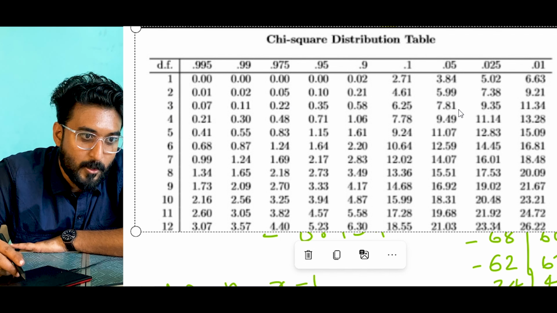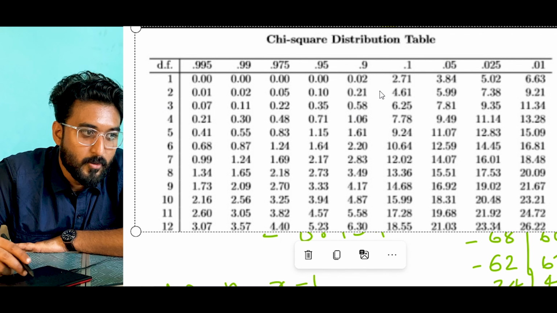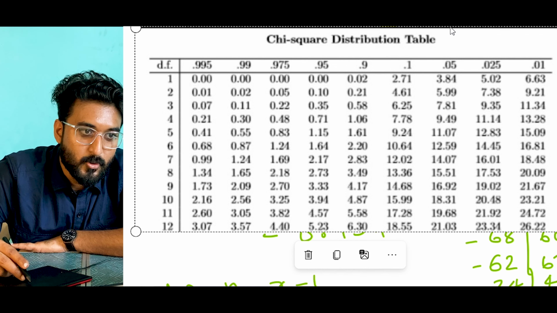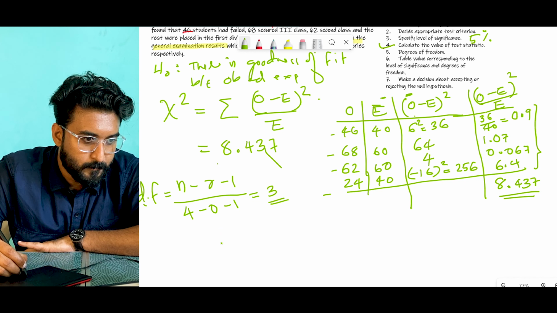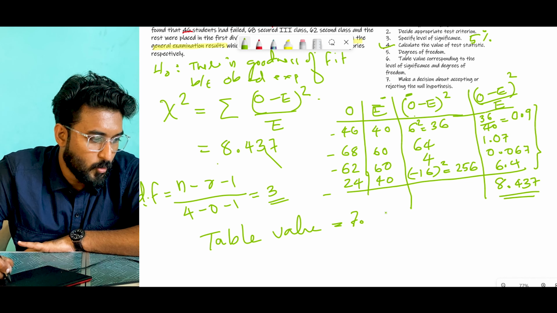So this is our value: corresponding to degrees of freedom 3 and level of significance 0.05, the value here is 7.81. So our table value is 7.815.